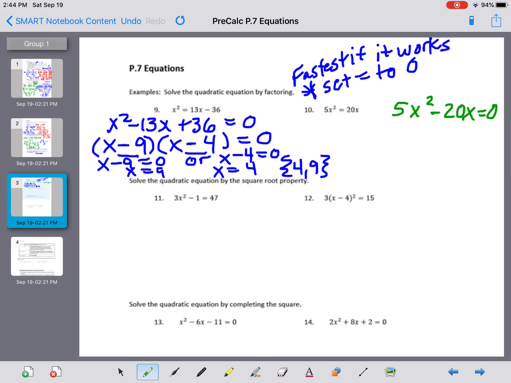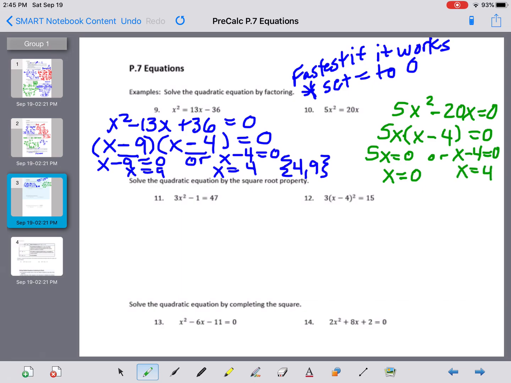Back to our factoring rules from the other day. Only two terms. Anytime, any factoring, if there's a GCF, go for it. Looks like I can pull out 5x, which leaves me with x minus 4. That does not factor anymore, but because I have two factors multiplied times each other, either 5x equals 0 or x minus 4 equals 0. So I divide the first side by 5 and x equals 0. I add 4 to the other side on the second one and x equals 4.